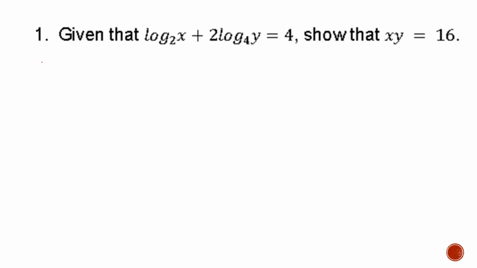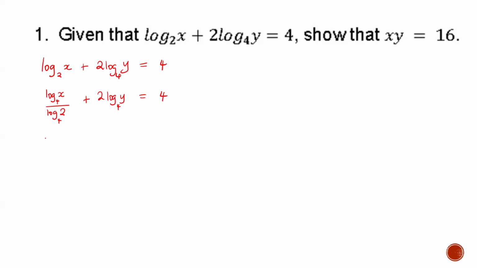So we could decide to change base 2 to base 4. Let me just rewrite the equation here. Given this, we want to show that xy is 16. So we could change the base 2 to base 4. And how do we do that? We write the log of x to base 4 and then divide it by the log of 2 to base 4. This is the change of base rule. And then we leave this as the log of y to base 4.